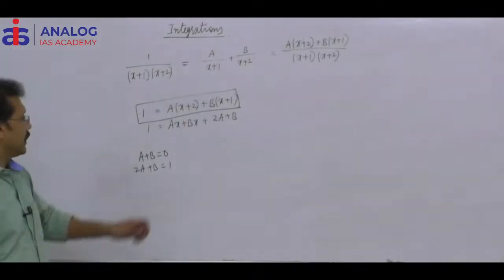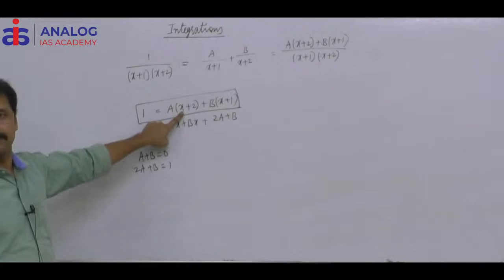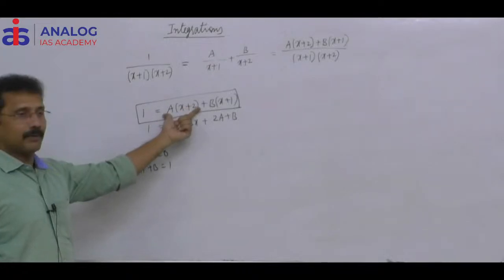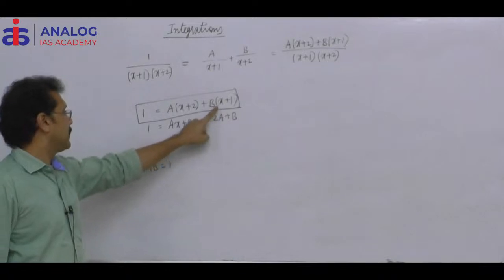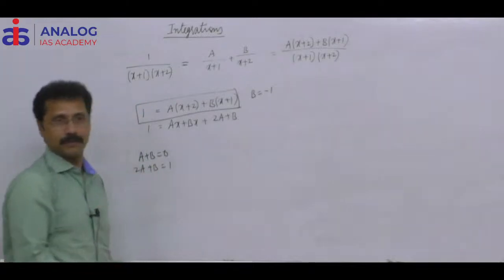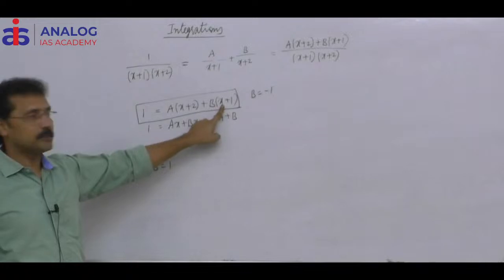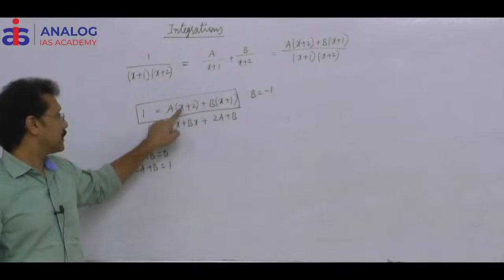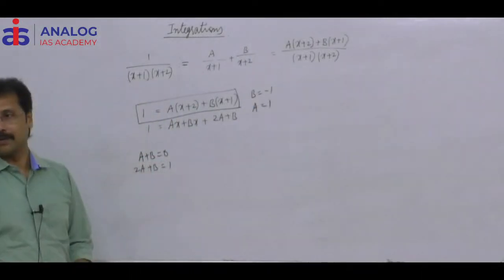Okay, look at this. If I substitute x equal to minus 2, what happens? This becomes 0. Here minus 2 plus 1 is minus 1, minus b equal to 1. So b comes out to be equal to minus 1. Got it? Or I will put x equal to minus 1, which gives me this as 0. Here x equal to minus 1 is minus 1 plus 2 is plus 1. A equal to 1. Got it? So directly you will get it from here.